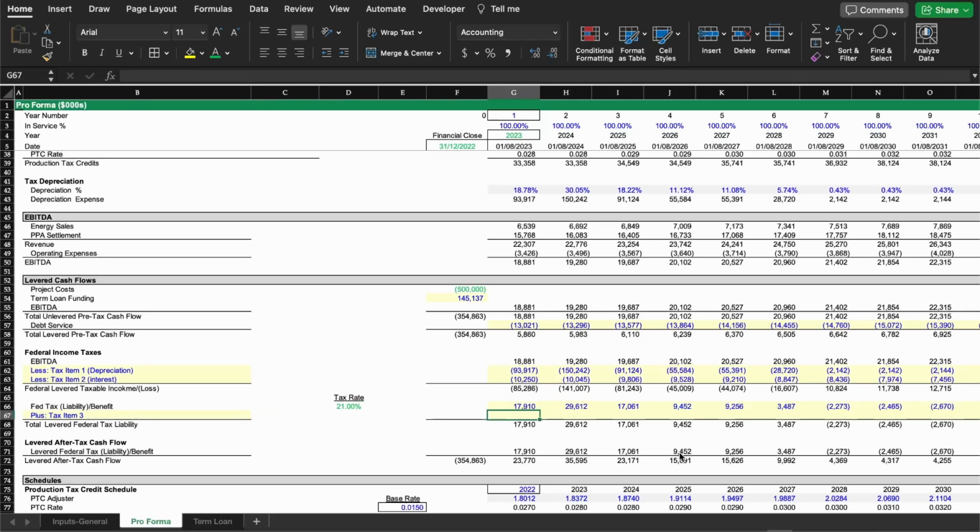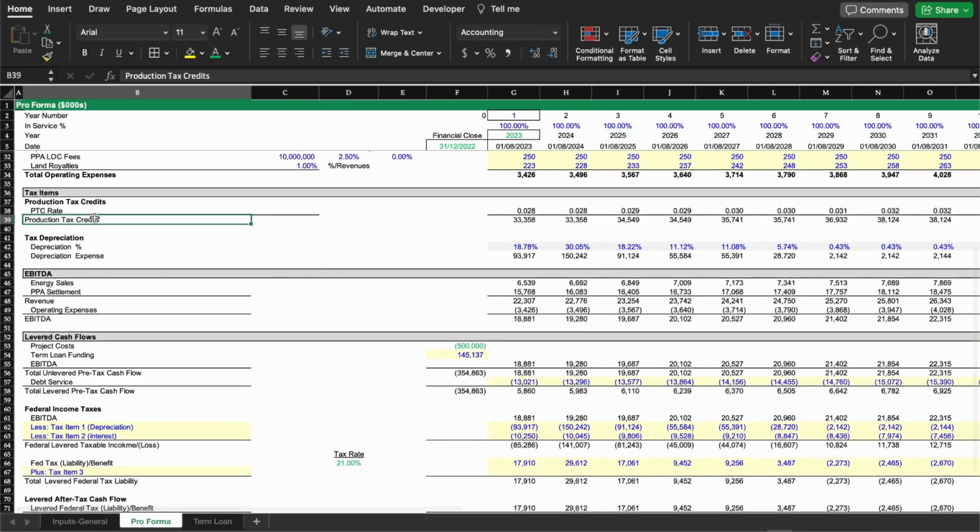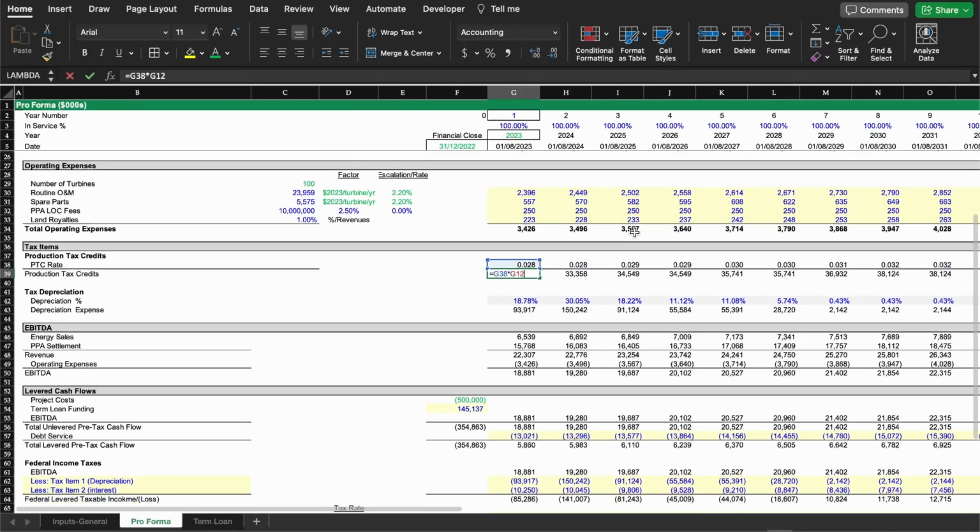Okay, so now we have a plus tax item 3 here. What the heck is it? Let's see. I think there's this PTC, production tax credit here, right? So we have this benefit in here. Is it $33 million? Is it correct?